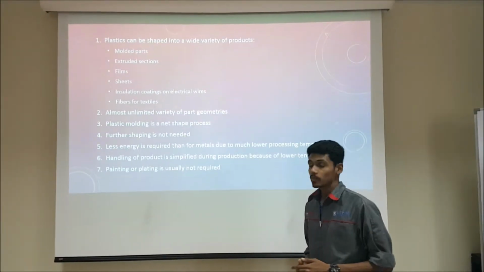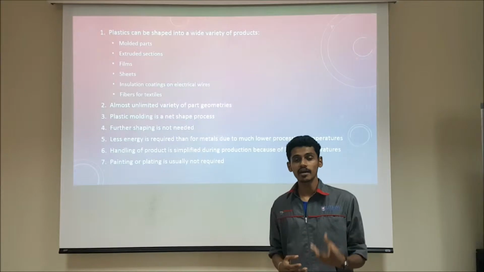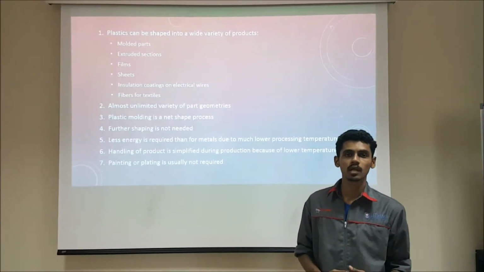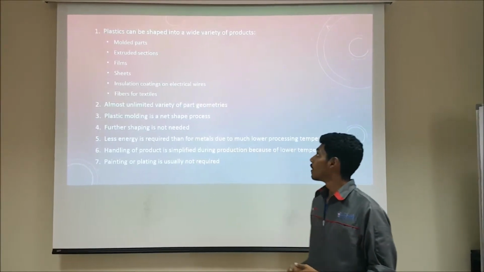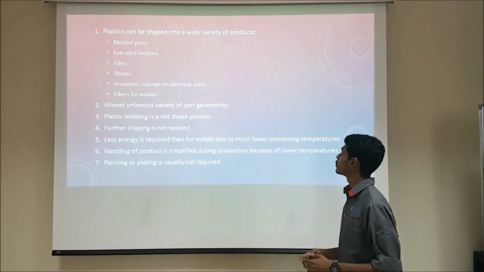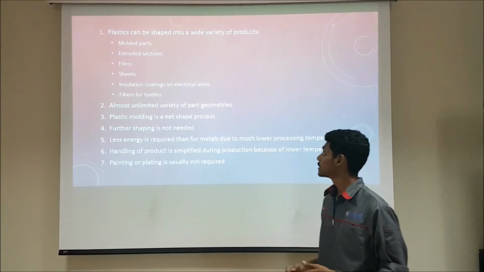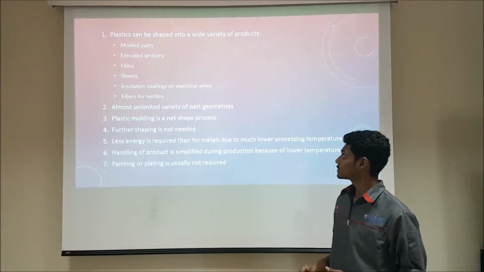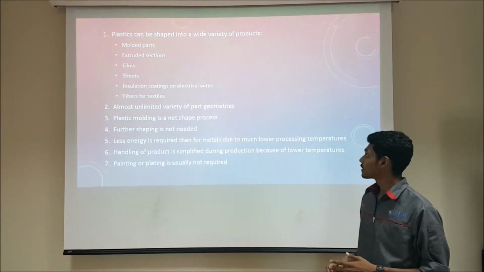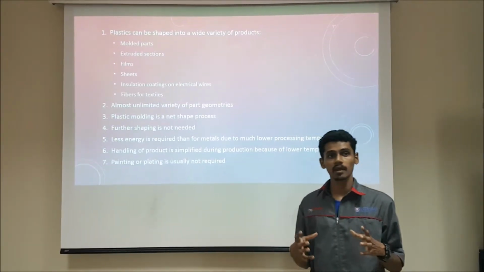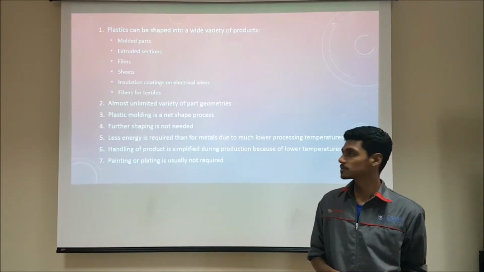What we understand about plastic is that it is a very important material that we use in our daily lives. Now we will see how to process plastics. Plastics can be shaped into a wide variety of products: molded parts, extruded sections, films, sheets, insulation coatings, fiber for textiles. There is an almost unlimited variety of part geometries. It may be on very different geometries and shapes.